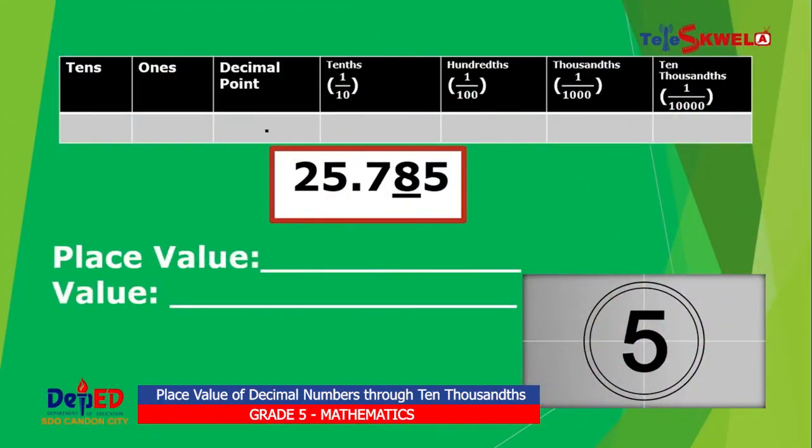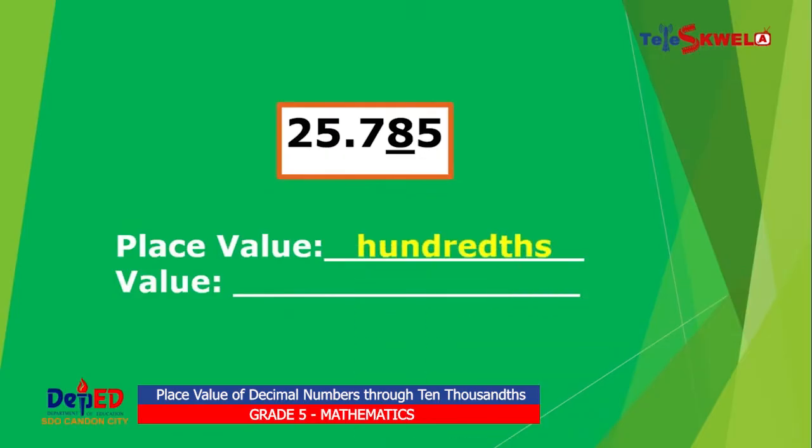Item number 2. 25 and 785,000. The underlined digit is 8. What is the place value and value of 8? Time's up. The place value of 8 is hundredths, and its value is 8/100ths.